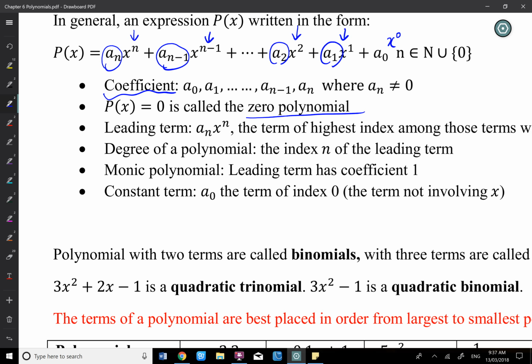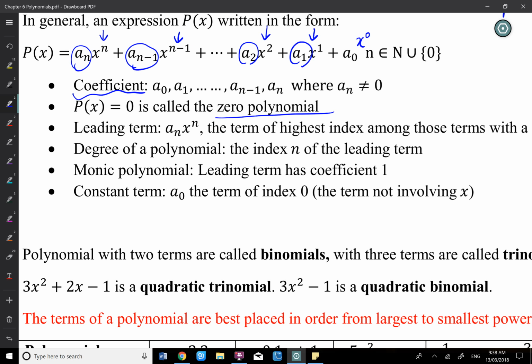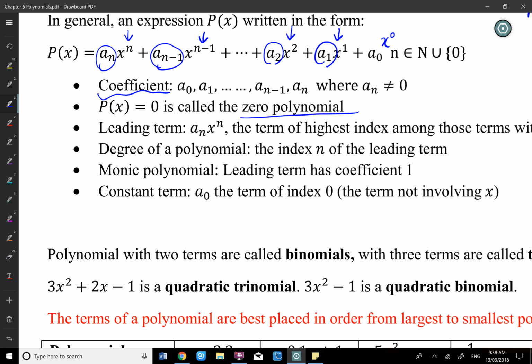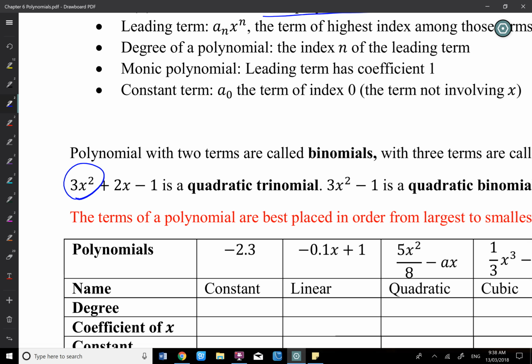So what is a leading term? That is important. The leading term is the term of the highest index among those terms with a non-zero coefficient. You just look at which x contains the highest power. That is the leading term, including the coefficient. If you look at this one, the leading term is 3x to the power of 2. x to the power of 2 is the highest power, so 3x to the power of 2 is the leading term.